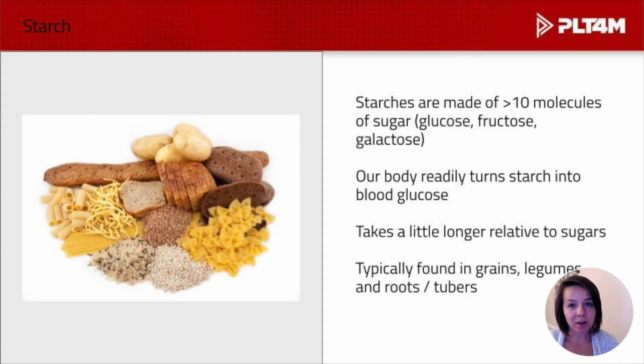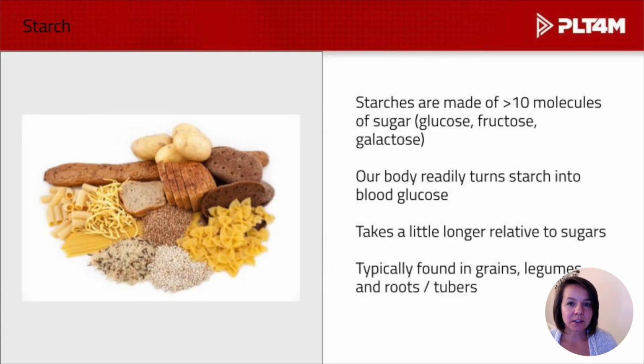Starches are the next type of carbohydrate on our journey. They are made of 10 or more molecules of simple sugars, of the glucose, fructose, and galactose. And very similar to the one or two molecules of sugars or sweeteners that come together, our body also turns starch into blood glucose. But because the chain is a little bit longer and of varying length, it can be converted into blood glucose at a little bit of a slower rate relative to sugar.